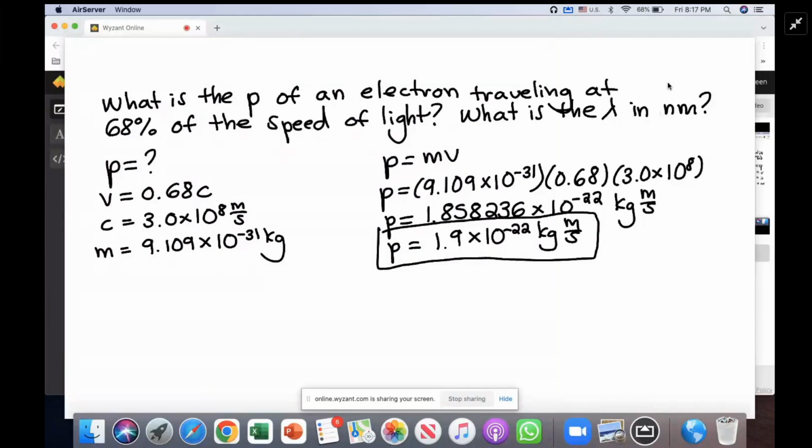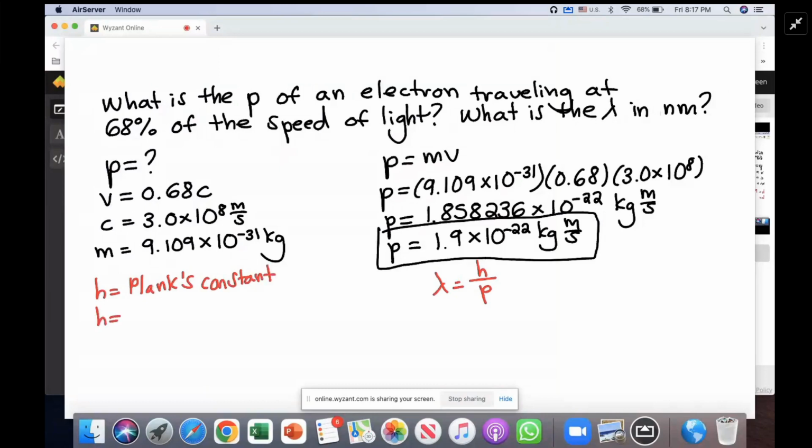To find the wavelength, we're going to need another equation. I'm going to go ahead and switch colors here so we can keep track of everything. So wavelength, we're going to need to use this equation. That is h over momentum. So you might be asking yourself now, well, what is h? H is a constant. It is called Planck's constant. So it's another value that you can just look up.